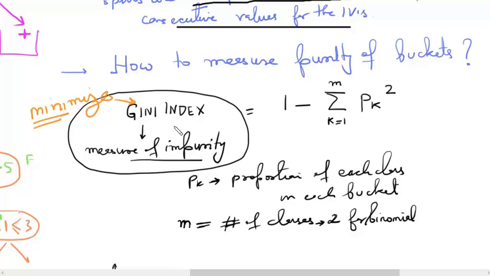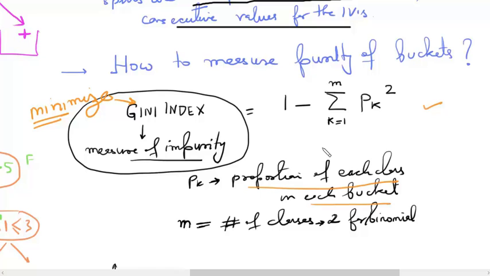Now, how is Gini index measured? It is a mathematical quantity which is measured by this formula: 1 minus the summation of pk whole square. Now, what is pk? pk is the proportion of each class in each bucket. We will see this with an example in detail, but this is the formula. It is the proportion of each class.